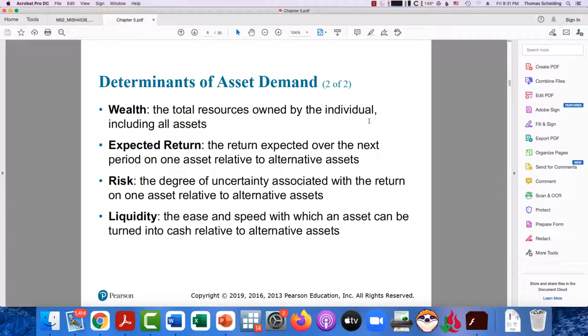And then we've got the risk. That would be the amount of uncertainty, variability that comes with the return on that asset. So something like a... there's a great deal of uncertainty in investing in an international stock market, I think.